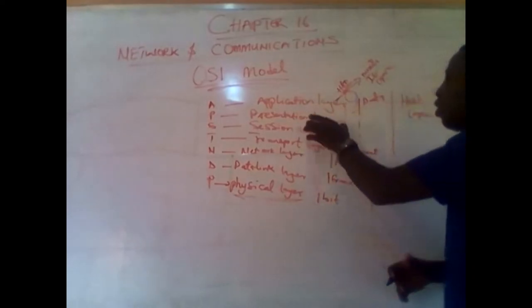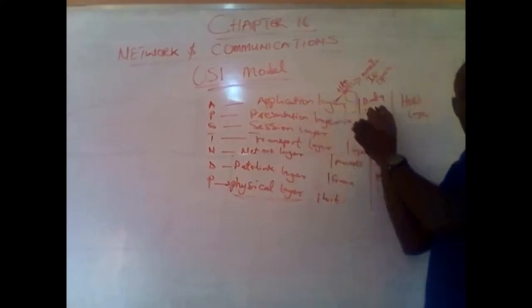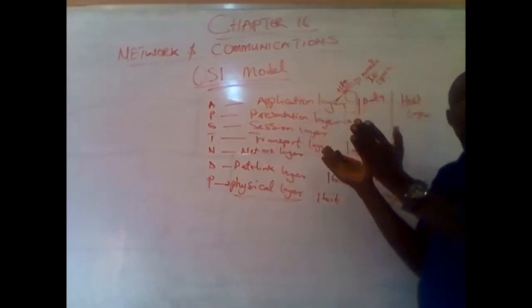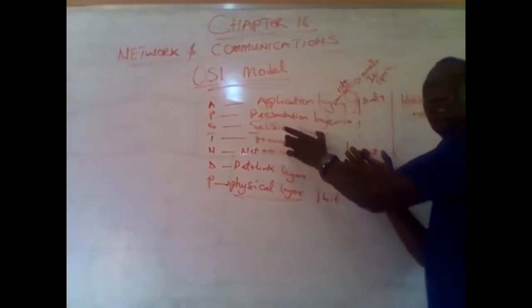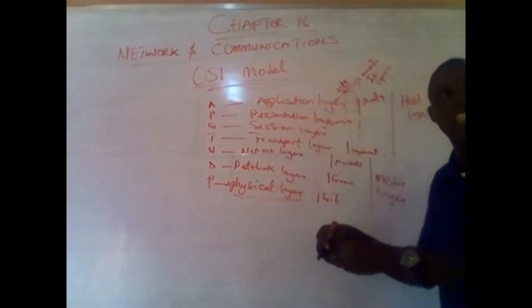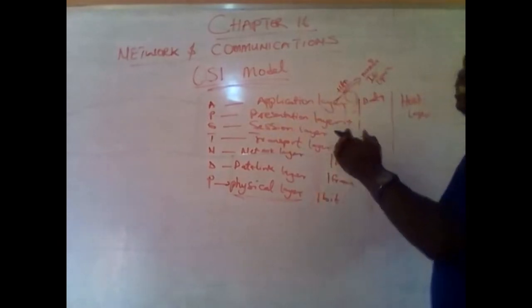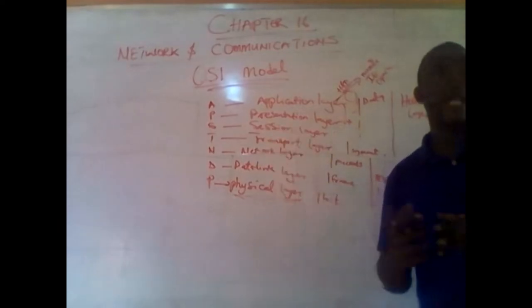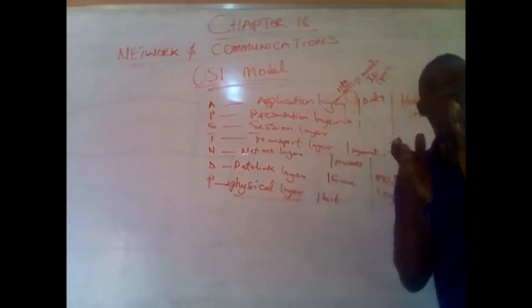Understand. Now, immediately this one is done with its job, presenting it into a form that the network will understand, it comes to the what? The session layer. It sends the message down to the session layer. Let's assume the message is like 30 megabytes. The session layer breaks it down into sessions.